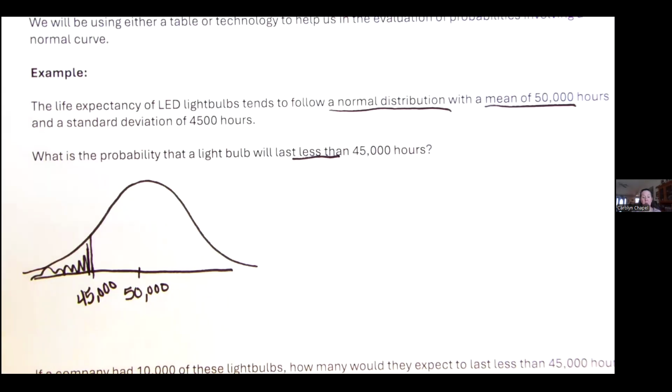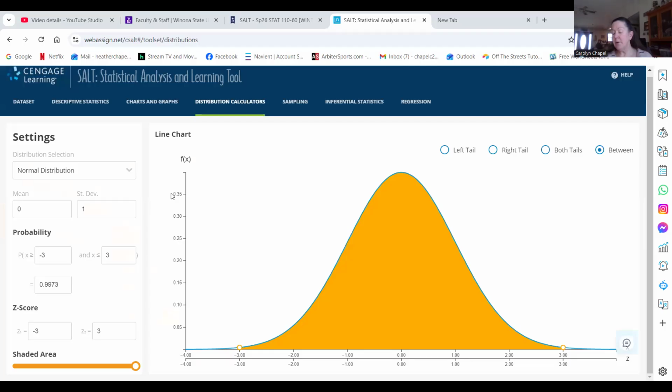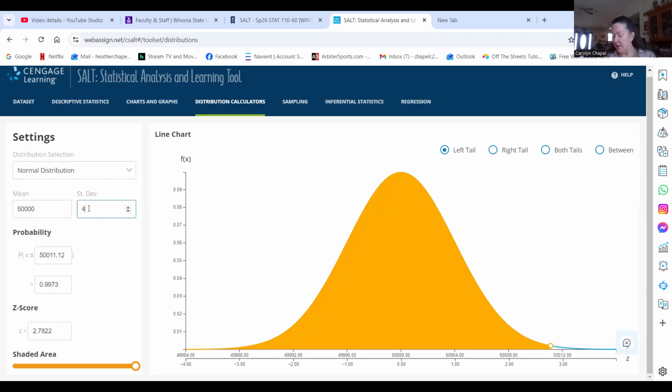So we're going to go into SALT. Okay, and we are doing a left tail, so I'm going to put a left tail here. My mean is no longer 0 like it was earlier. My mean is at 50,000, so we want to make sure to get 50,000 in there. I kind of wish it would put commas in so I could see the commas. I also have a standard deviation of 4,500, so only 2 zeros.